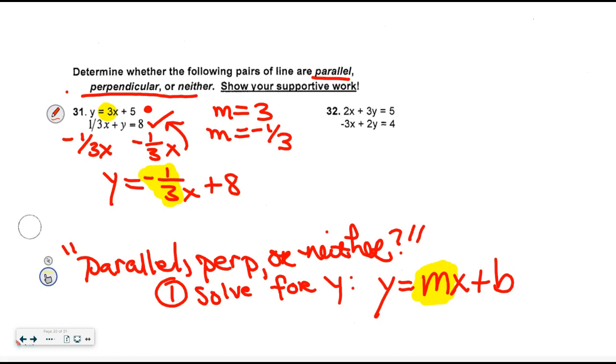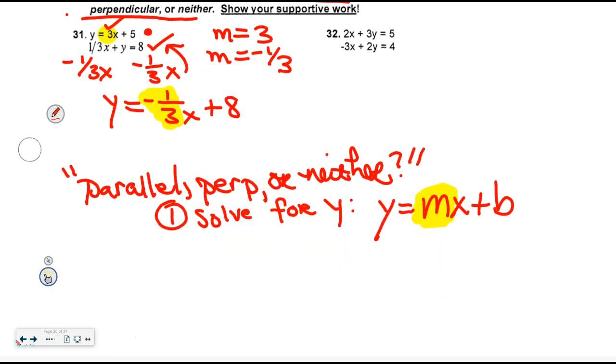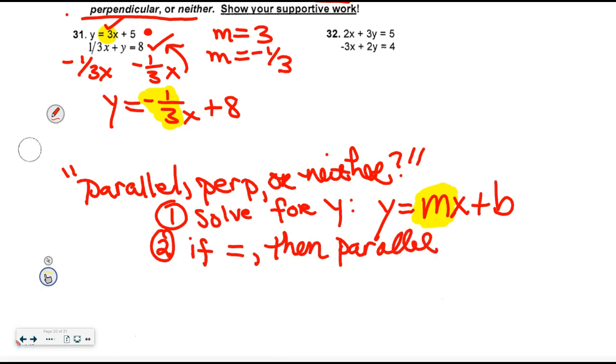Any questions so far? The first one was easy peasy because it was solved for y. I just grabbed that number in front of the x. The second one wasn't, so it was positive, so I subtracted it and I grabbed the number in front of the x. You're going to write yourself a little note on your note card now. Number 2: if equal, then parallel. Were ours equal? No, so you're not going to write parallel.